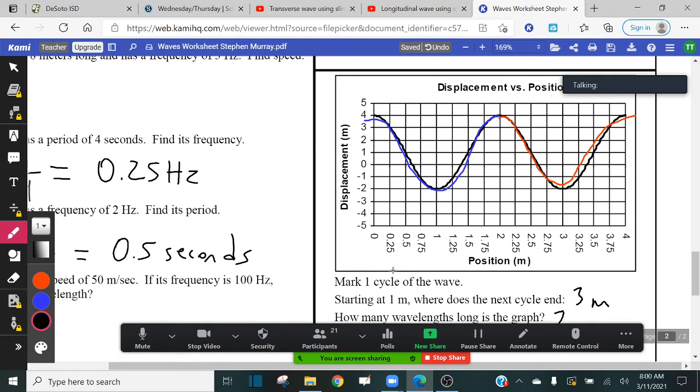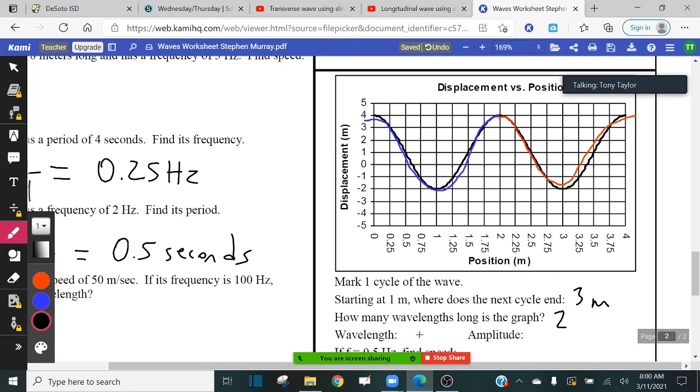Okay. What about the wavelength? Guys, remember what wavelength means? Wavelength means the length of one cycle. And there are multiple ways we can measure wavelength. We can measure it from crest to crest or trough to trough. If we measure this from crest to crest, you notice right here, the length of one cycle is 2 meters. So I'm going to put 2 meters for the length of one of those cycles.